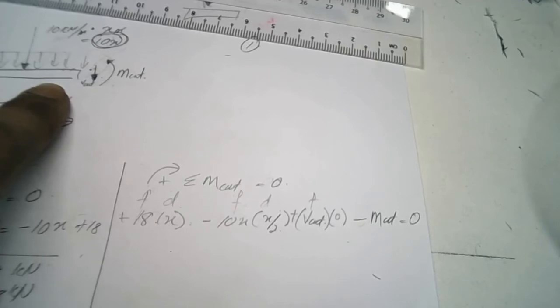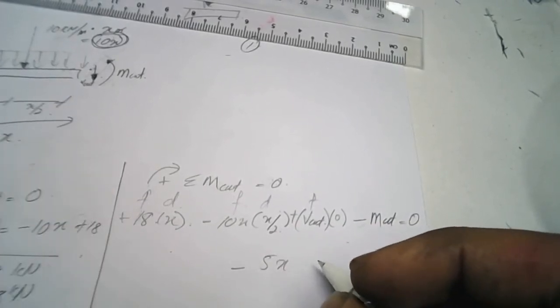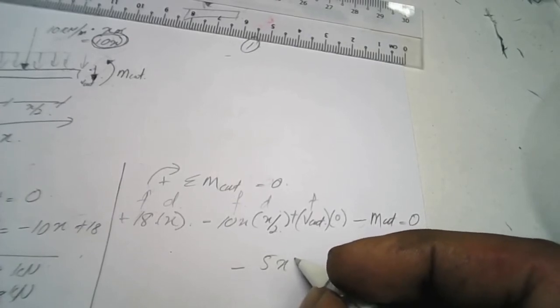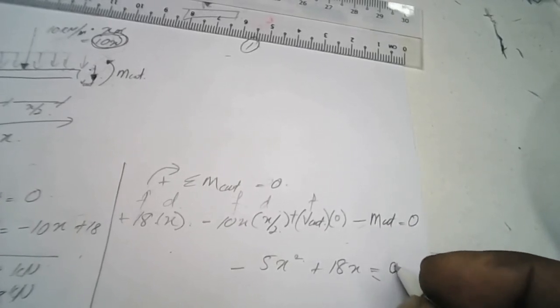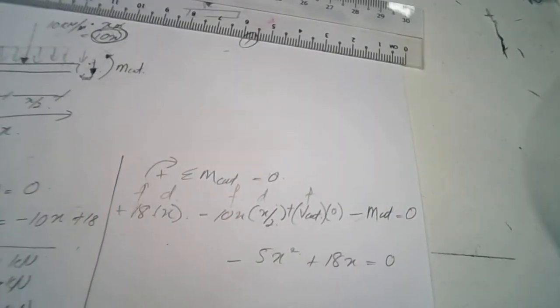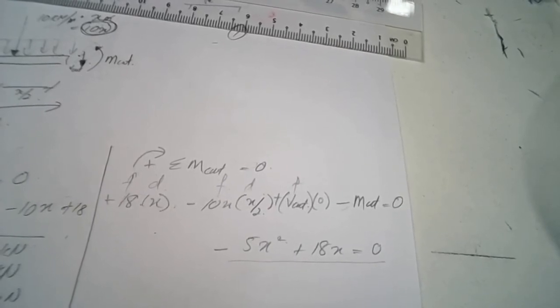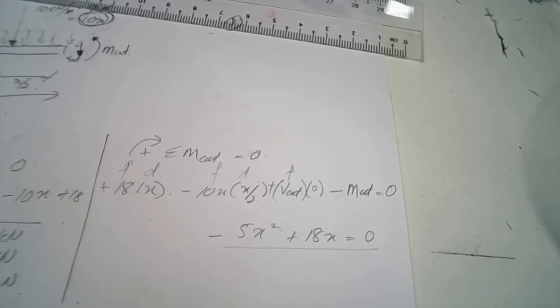You will get negative 5x to the power of 2 plus 18x equal to 0. This is a quadratic equation. You can imagine your bending moment diagram later will have a quadratic graph.